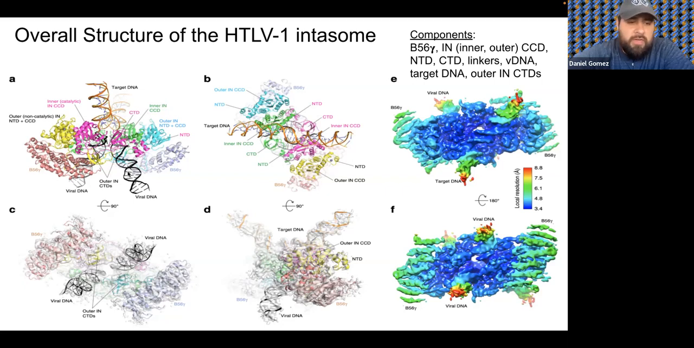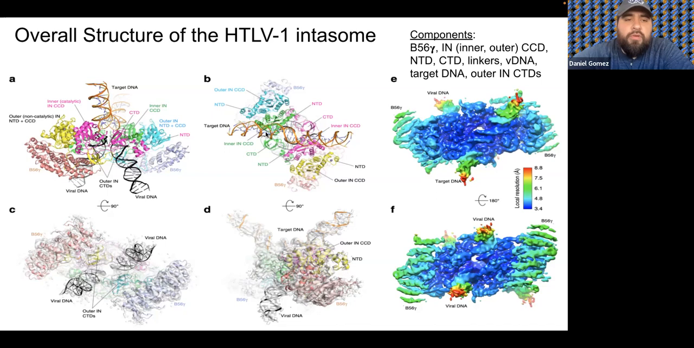And then if we rotate this 90 degrees, looking under it, we can see the viral DNA and these outer integrase CTDs. On the outside, we see the B56 gamma in red, and then the other B56 gamma on the other side in light purple.